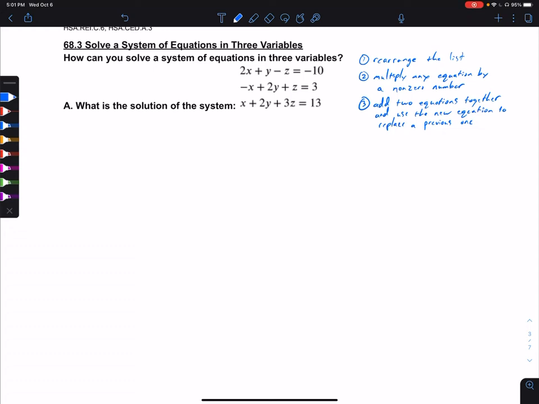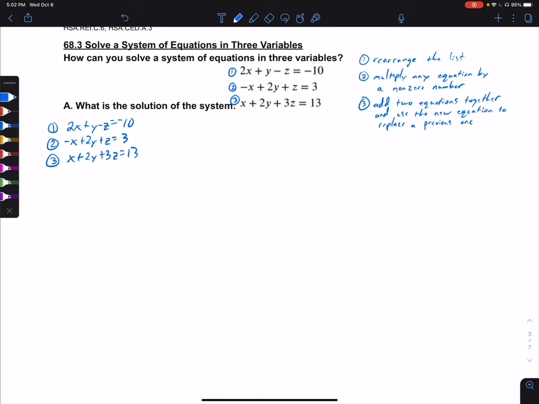So I'm going to number these equations. We will call this equation 1, 2, and 3, and I'm going to rewrite those. So 2x plus y minus z equals negative 10. Negative x plus 2y plus z equals 3. And x plus 2y plus 3z equals 13. Again, we're calling those equations 1, 2, and 3. You could use letters, equation A, B, and C, but I'm going to number them.